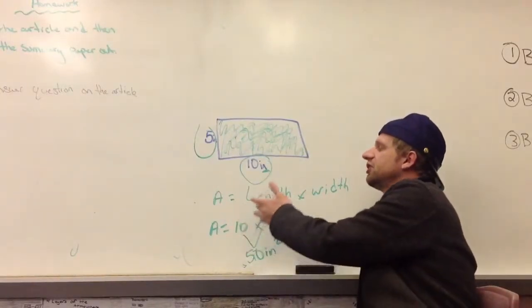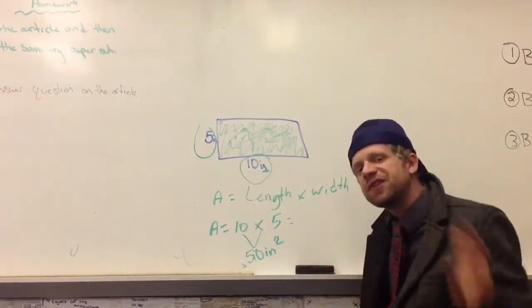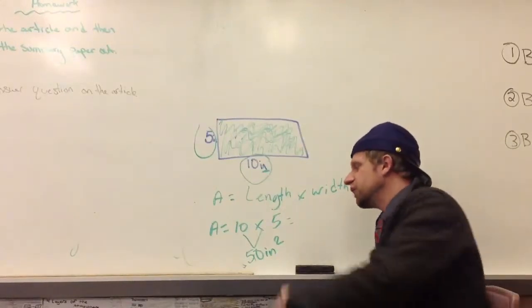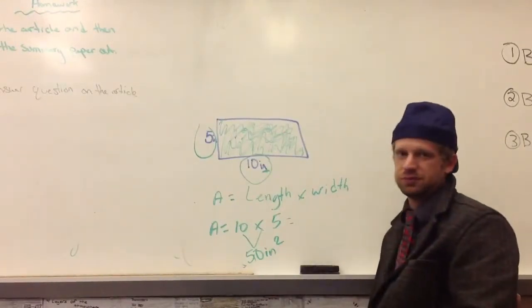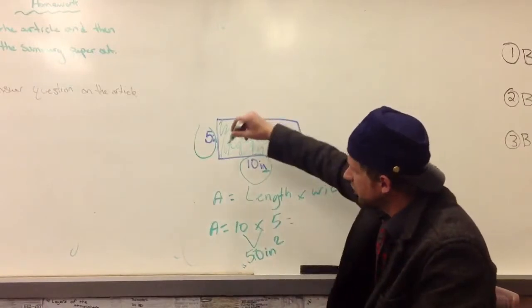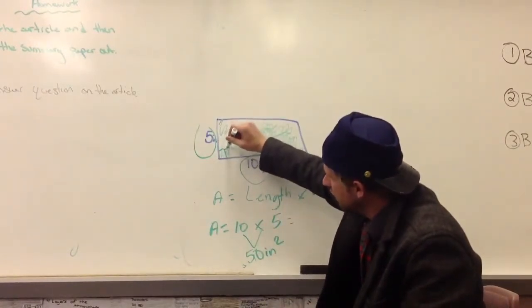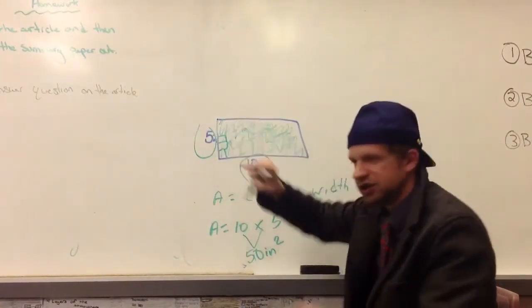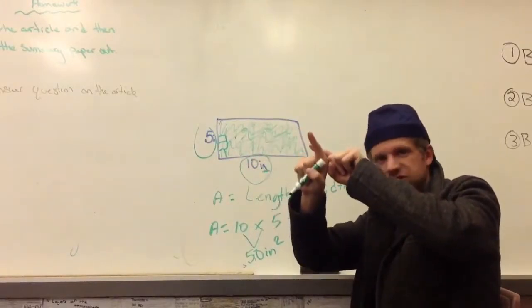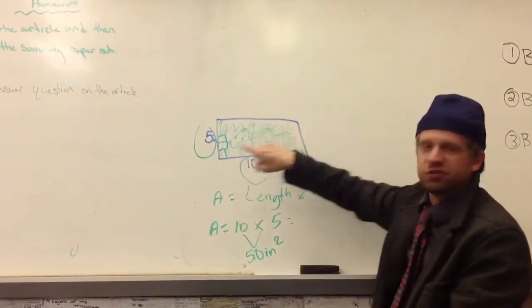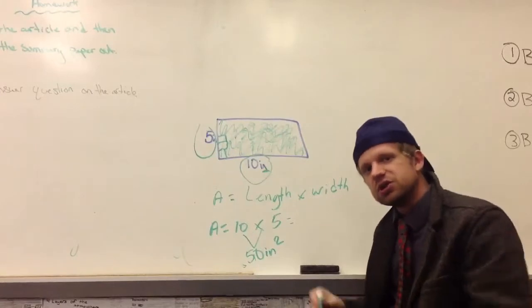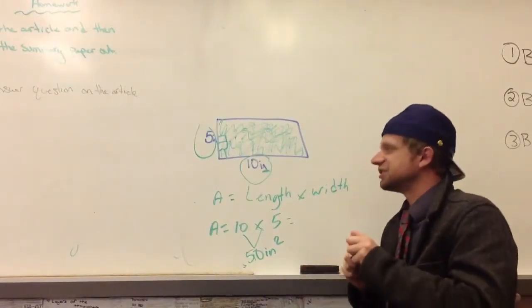So to find the area, you take the length times the width. And then when you get that answer, you add the measurement squared. The reason it's squared is because inside of this rectangle, it would really take 50 square inches, an inch by an inch, a little square, to cover this whole rectangle. So area is length times width.